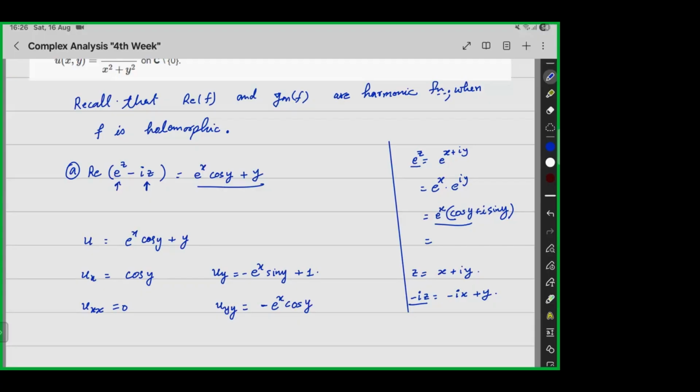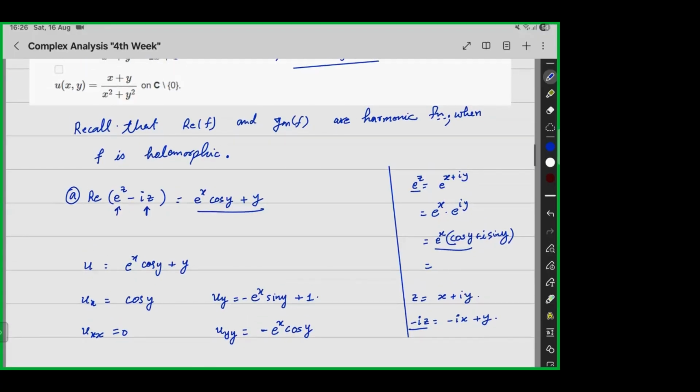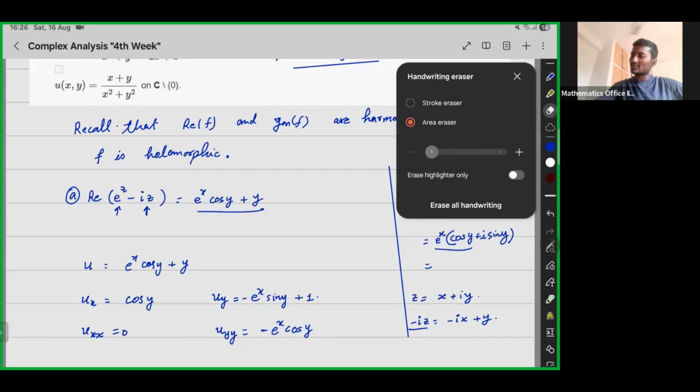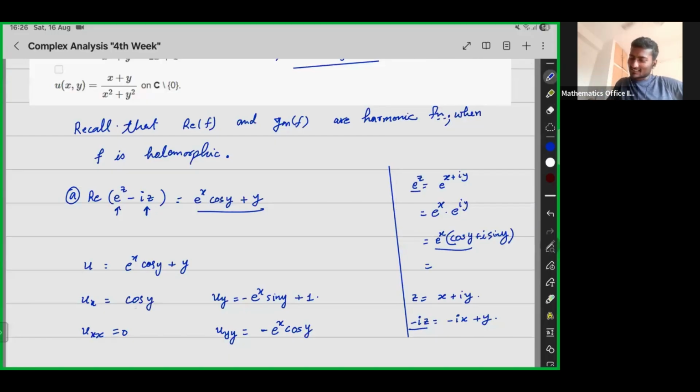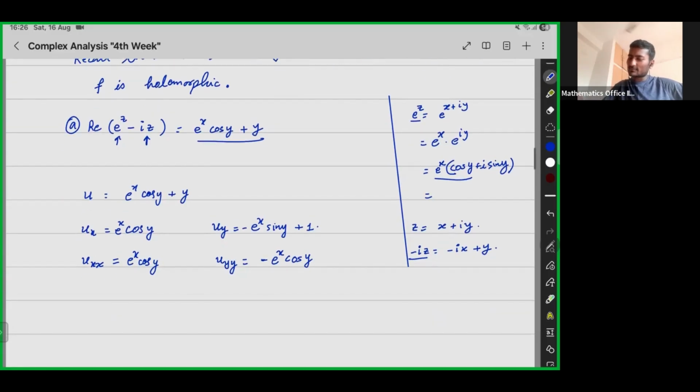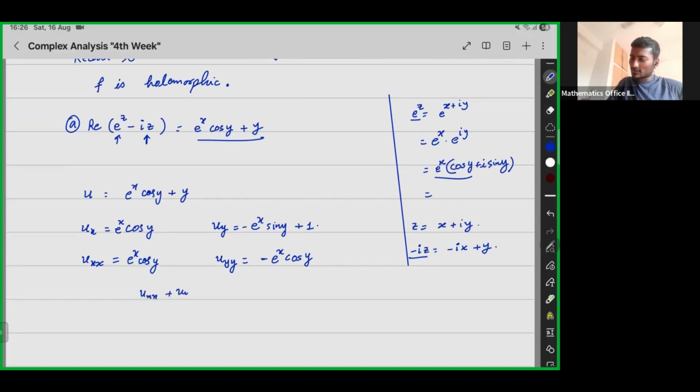Yes, sir, because u_x, the first differentiation with respect to x, gives e^x. Oh, sorry, thanks. This is e^x, right? So in the second derivative also we get e^x cos y. Now if you add them, u_xx plus u_yy, you understand the notation I'm writing, this becomes 0. This is nothing but the Laplacian of u.